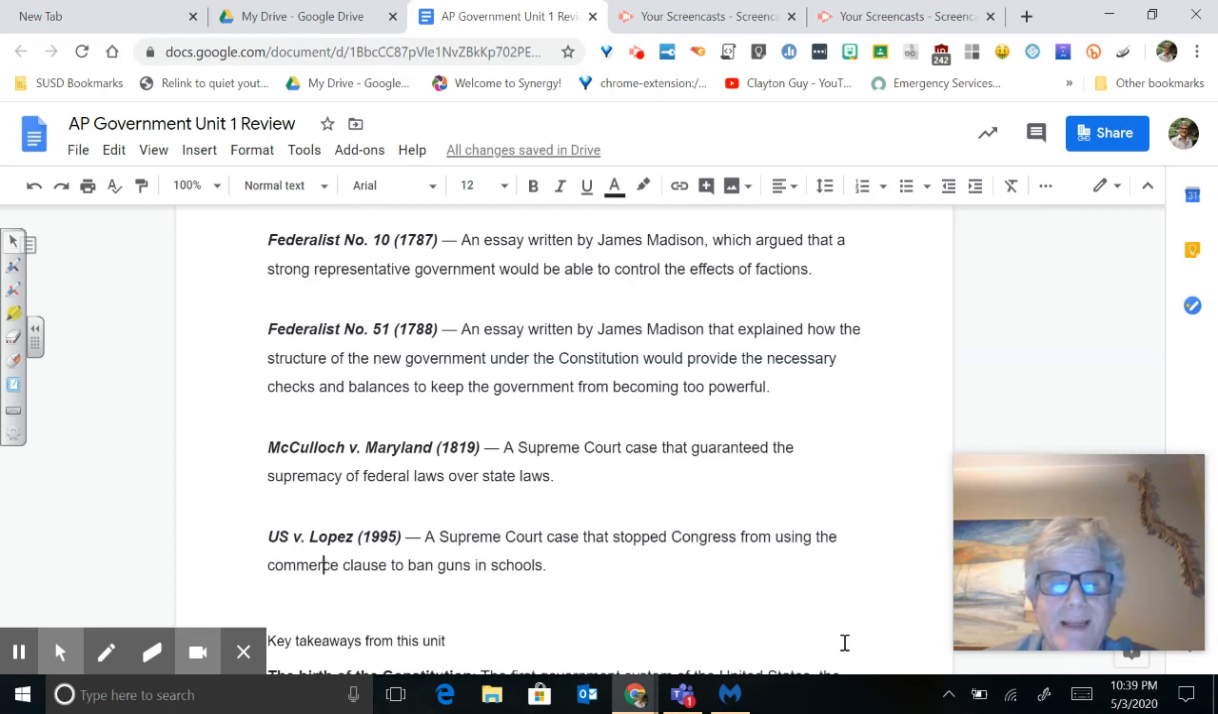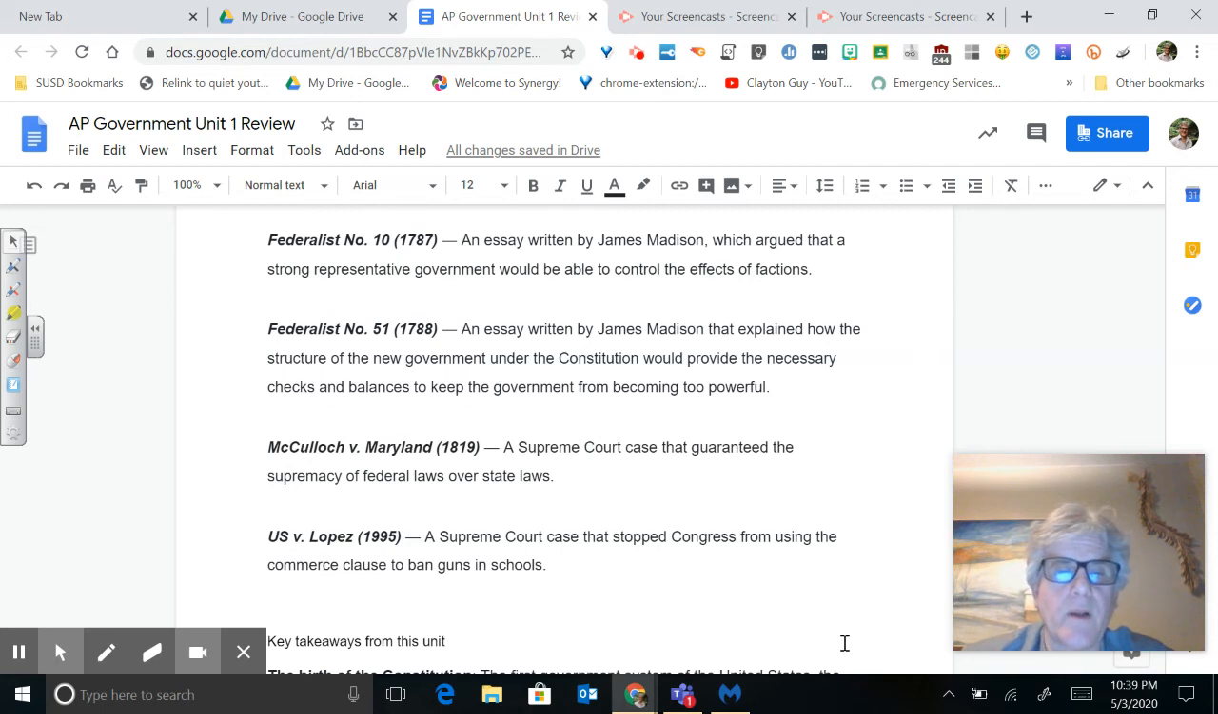U.S. versus Lopez, 1995, a Supreme Court case that stopped Congress from using the Commerce Clause to ban guns in schools. Congress made a law to have a gun-free zone around schools, and they used the Commerce Clause to do this, but the gun-free zone around schools had nothing to do with commerce. There was no trade. There was nothing at all, and the Supreme Court found that Congress overstepped its bounds and found that this law was unconstitutional.